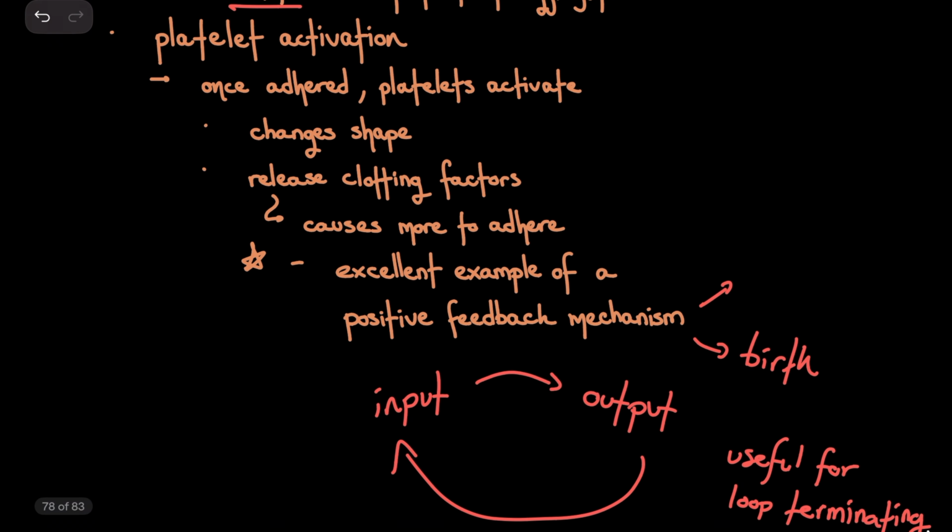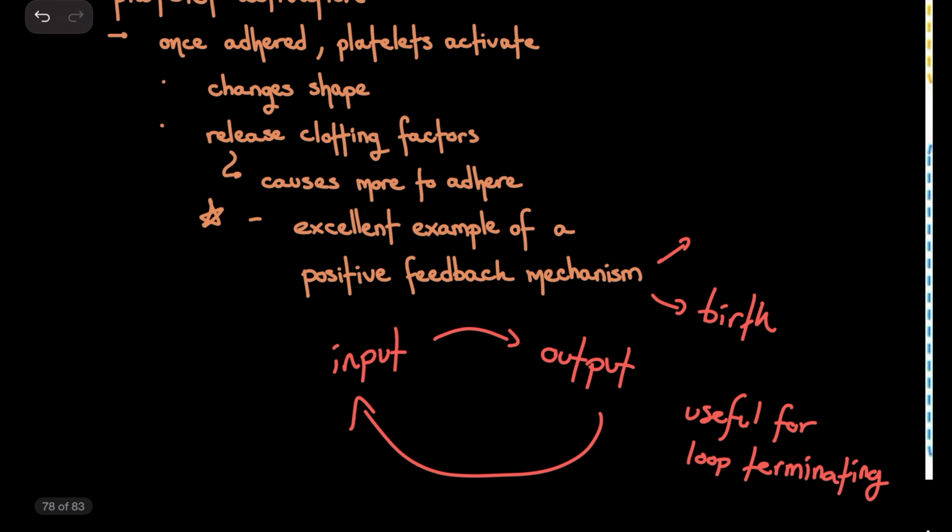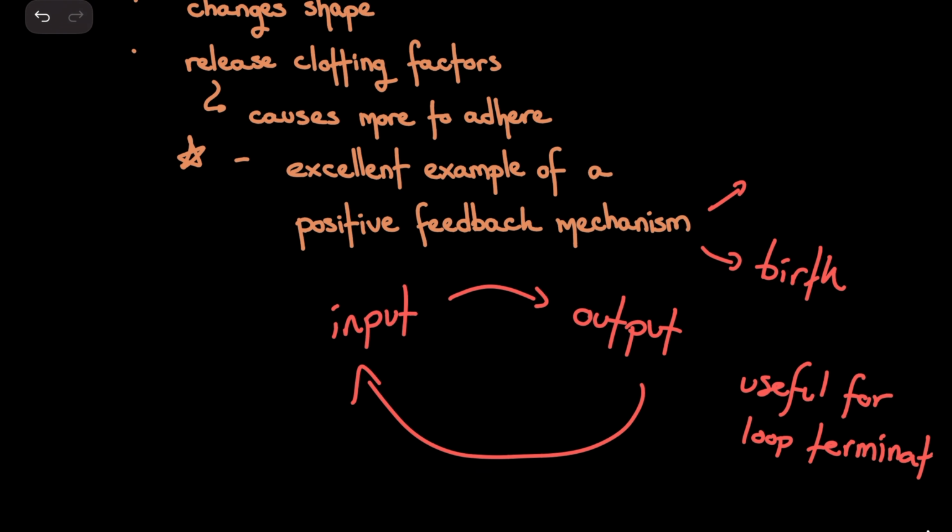What I wanted to stress is this is a really cool example of something called a positive feedback mechanism. Now, it's quite rare in biology that we have this, or I should say that it's beneficial. A positive feedback mechanism is a situation in which the input causes more output, and that output causes more input. In this case, in blood clotting, classic example.